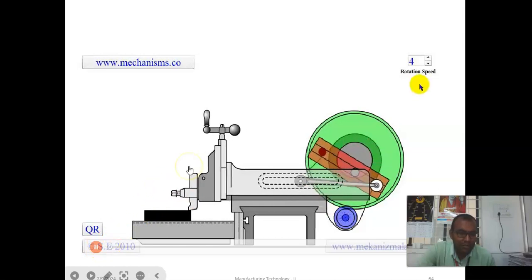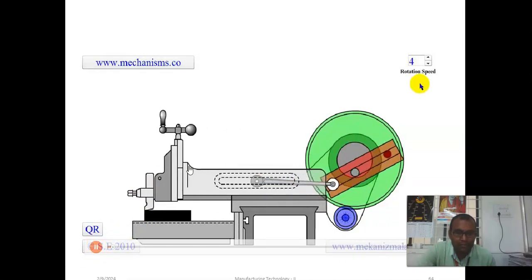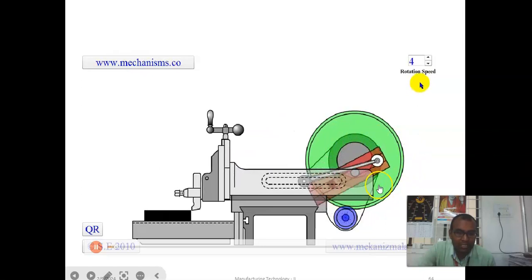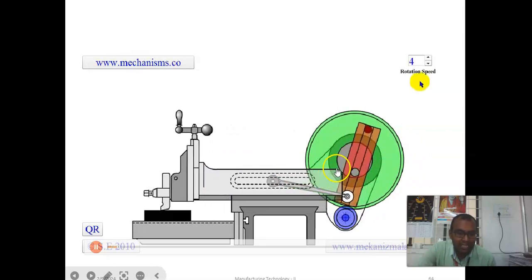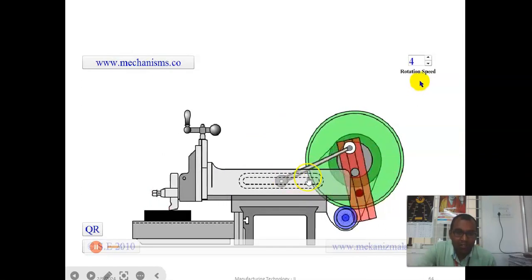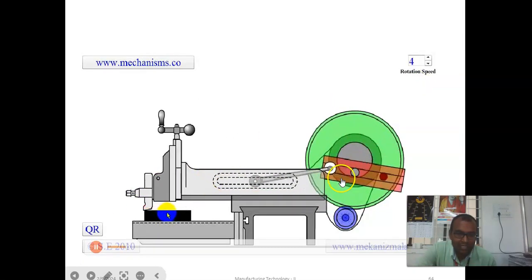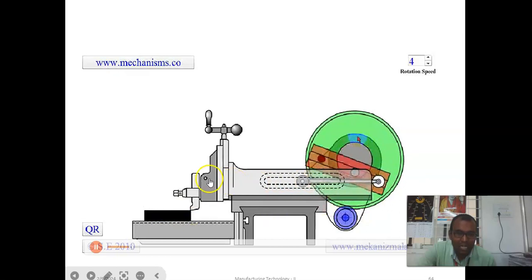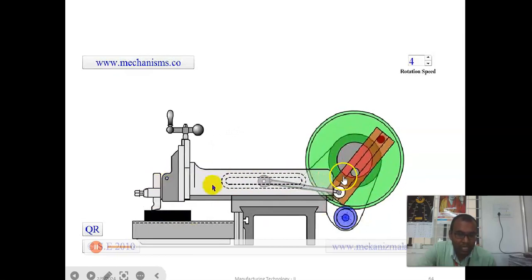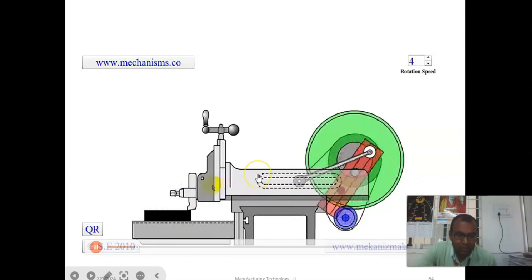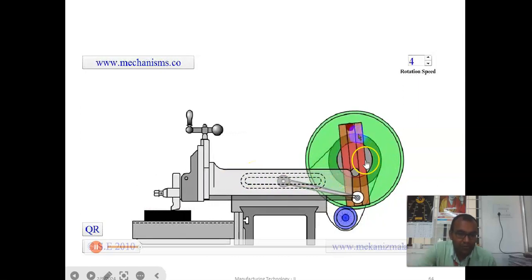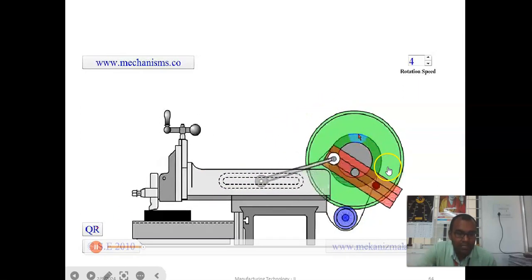This is a demo of the Whitworth quick return mechanism. When we look at the image, it is clearly shown that the forward stroke takes place slower than the return stroke. In the return stroke, the RAM moves rapidly, whereas in the forward stroke, the RAM moves slowly. It is because of the Whitworth quick return mechanism.